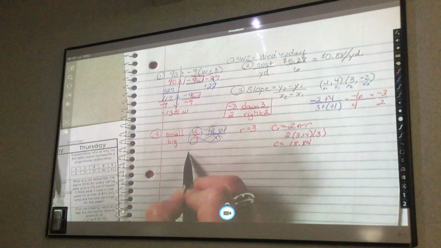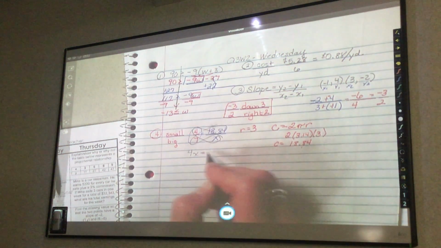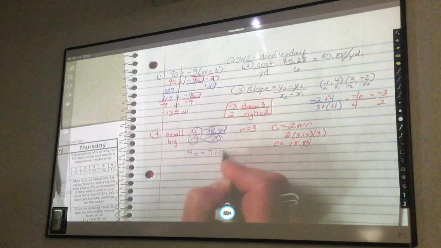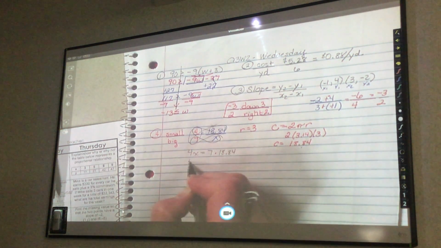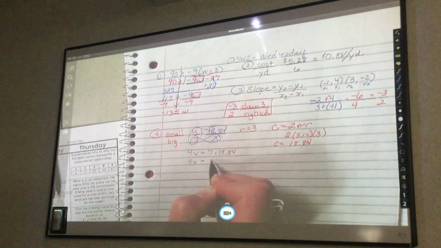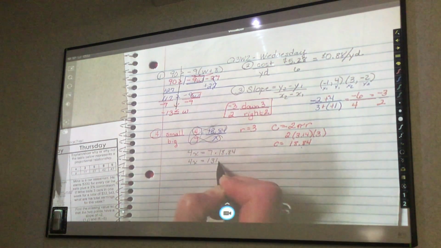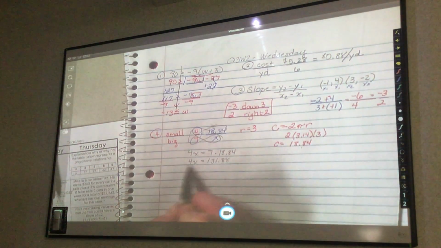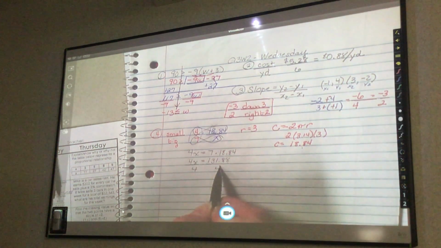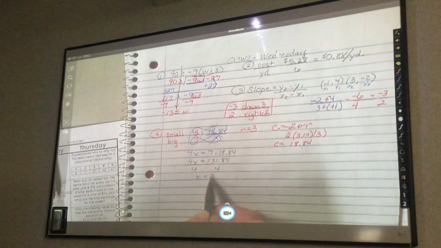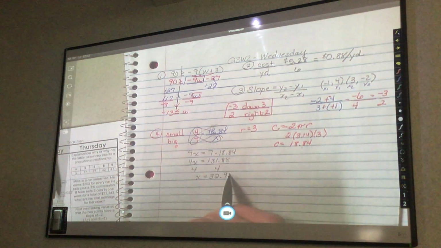So I have 4x, and you have to show all of this work, equals 7 times 18.84. So then 4x equals 131.88. Divide by 4, divide by 4, and x equals 32.97.